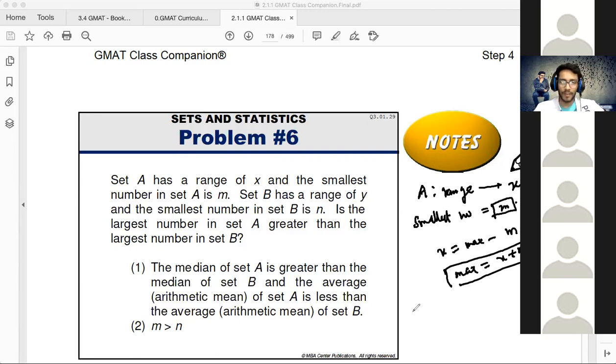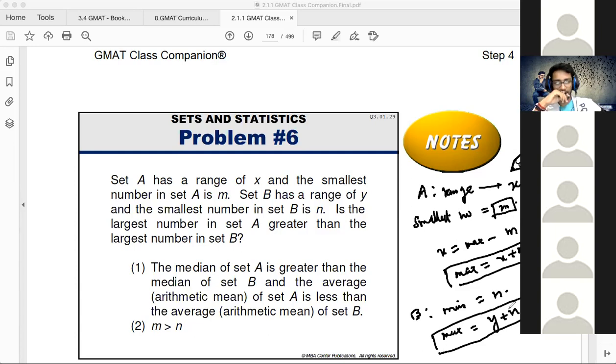Set B has a range of Y. And the smallest number in set B is N. So minimum is N. Again, maximum will be N plus Y, or Y plus N we can say. Okay. This we have. Now, what they are asking is the largest number in set A. This one is A max, and this is B max. They are asking whether the largest number in set A, X plus M, is greater than the largest number in set B.